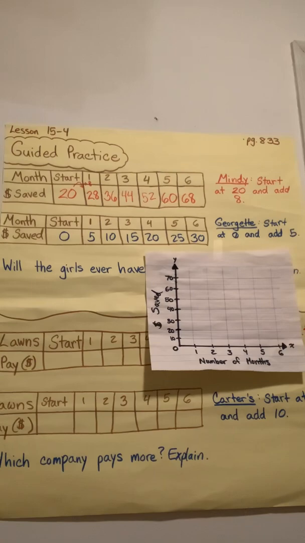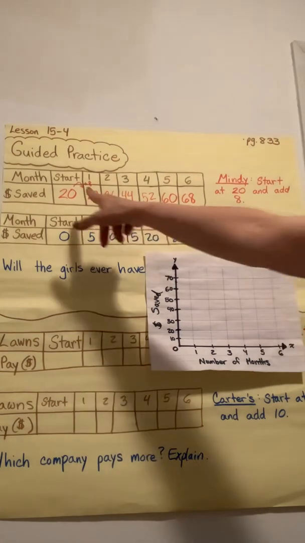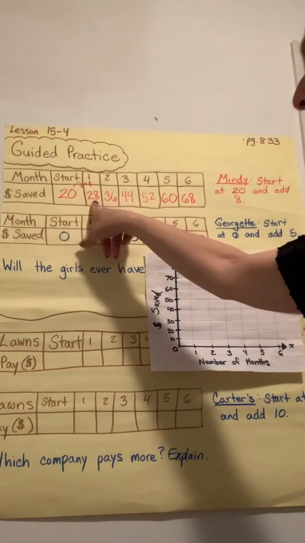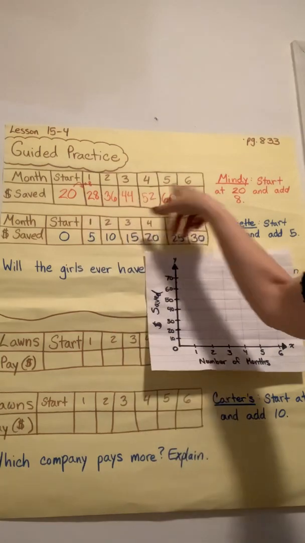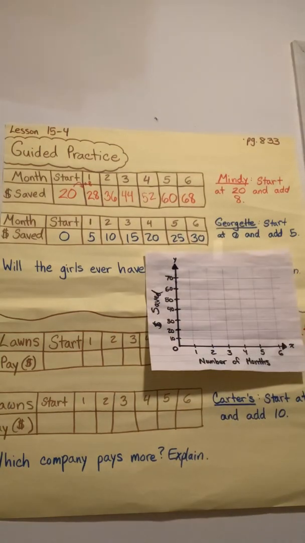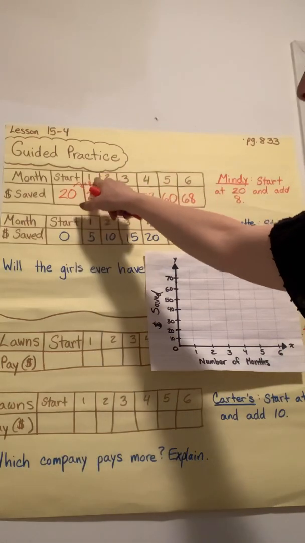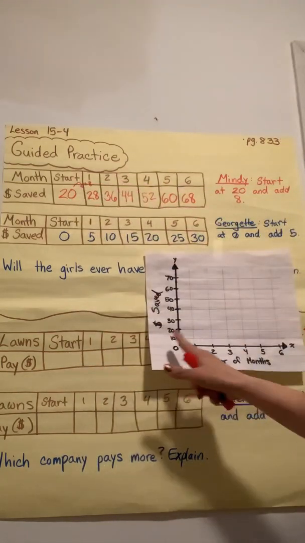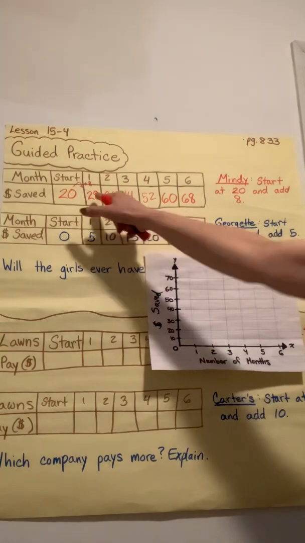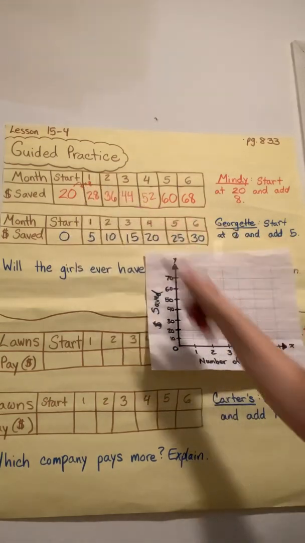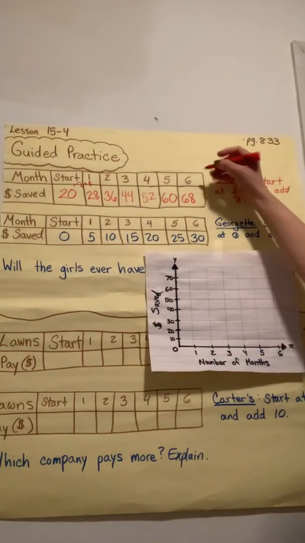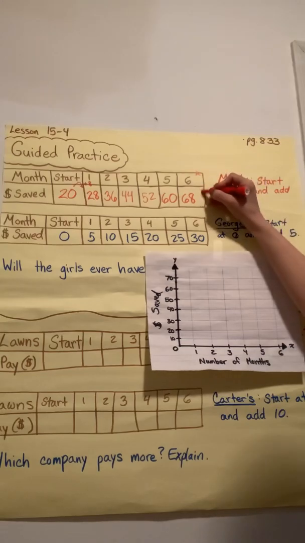So now for each person, I'm just going to graph these as separate ordered pairs. So I'm going to just go with what's on the graph. Here's the x-axis. I'm going to go over that many months. And here's the y-axis. I'm going to go up that many dollars. So here's x, here's y.